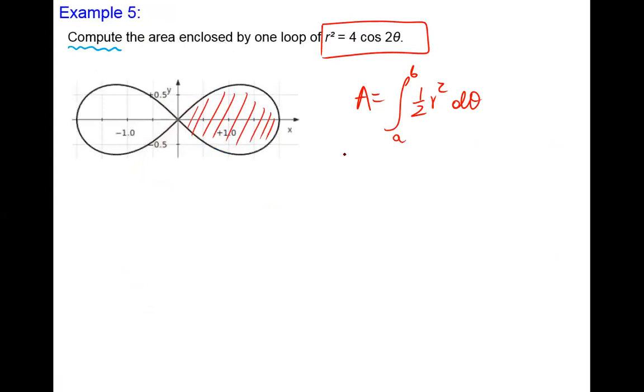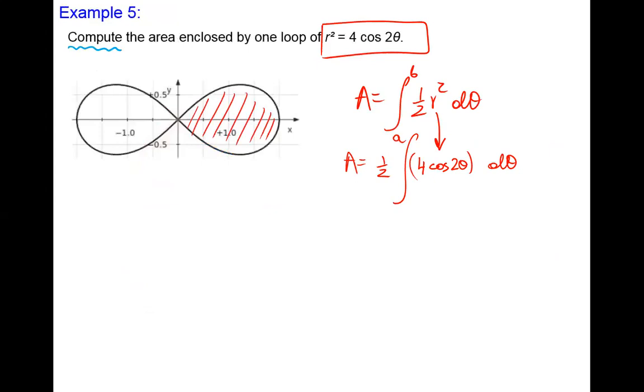1/2, and cosine 2 theta squared. Oh, actually, do I really have to square? Can you see that? Actually, yes, I don't have to square it, because this is the formula for r squared. Of course. We do not have to square it.